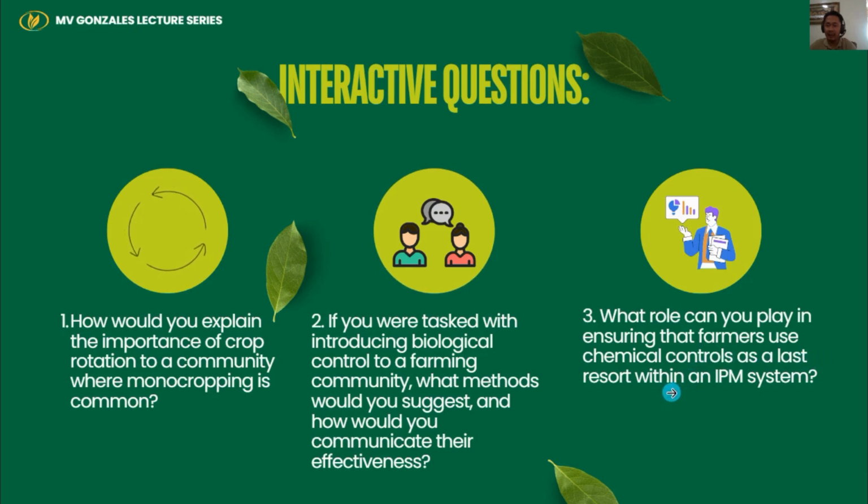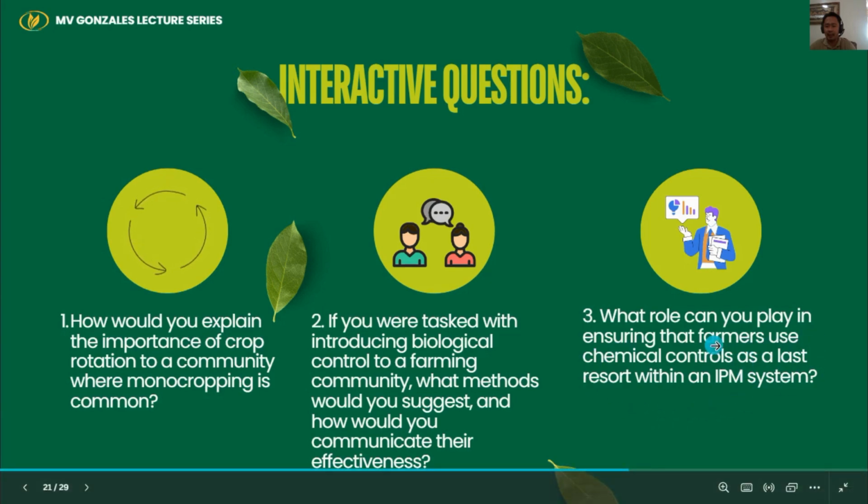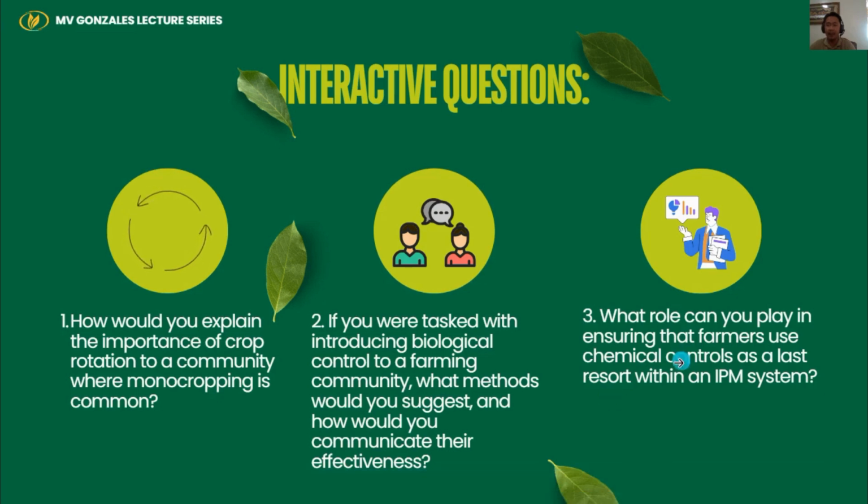If you can highlight the long-term negative impact of chemical controls on their health, their family, their loved ones, since most of our farmers are husbands and fathers, you can touch their heart. Once they see the bigger picture for the long-term health of their family, eventually they will use chemical control as a last resort because they care for their family. That's the role, how you can touch their heart toward these practices.